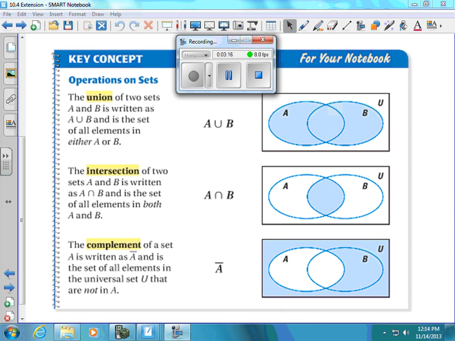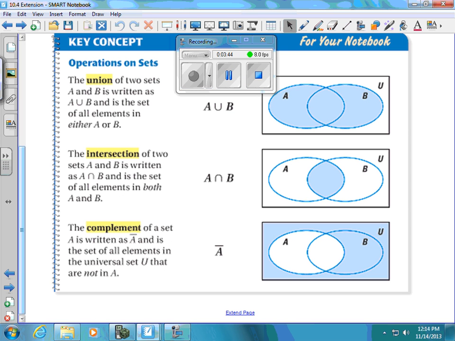The complement of a set is written A with a bar over it. And it's everything that's in the universal set, but not in that original set, in this case A. So notice the complement of A is everything not in A. So A is white, the oval for A is white, and everything else is shaded in. Okay, so that is some terminology. If you miss any of that, pause it, go back, write it down. But you're going to want that for your notes.